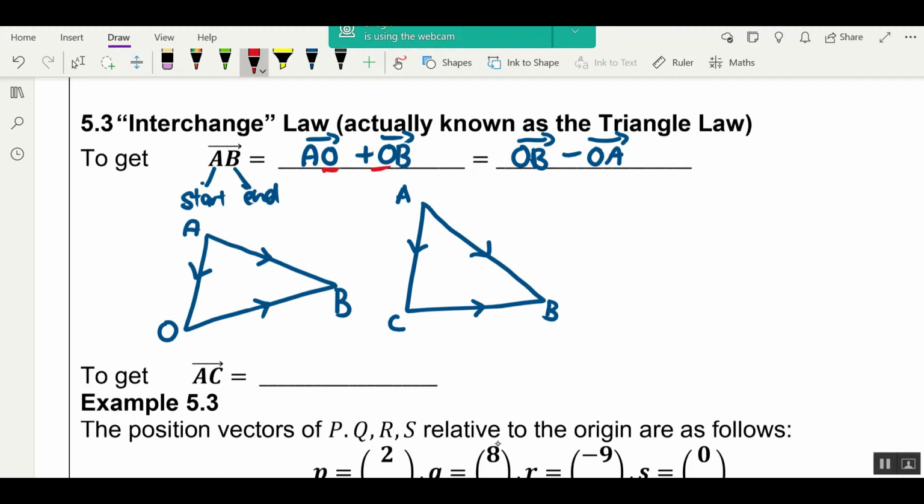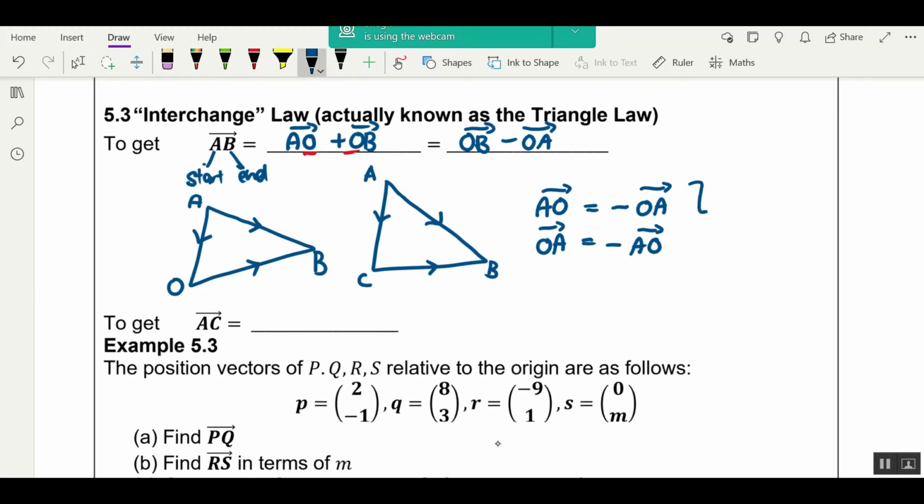Now, how come AO can change to negative OA? Because AO is the opposite direction of OA. Vice versa, if I want to change OA to AO, this means that it is a negative of AO. If I change the direction of the vector, I must put a negative in front. Okay, super important. If I want to change direction, then I must put a negative in front.